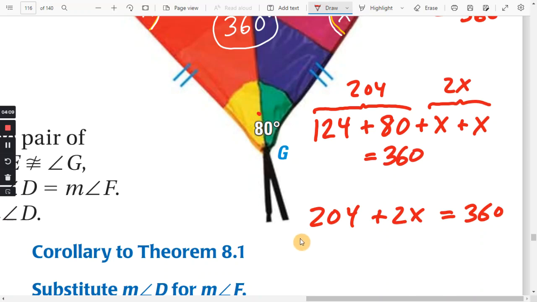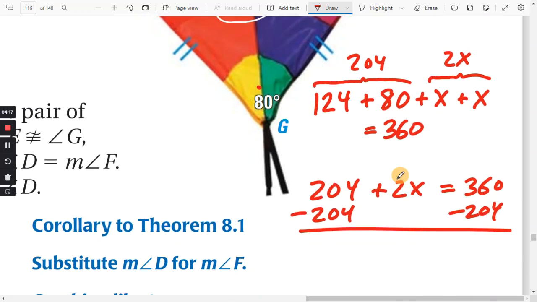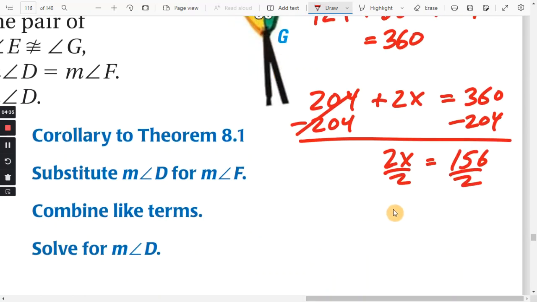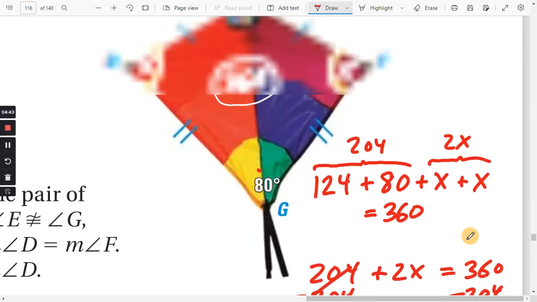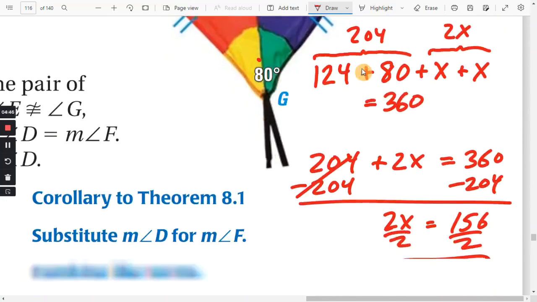All right, solving for X, the opposite of positive 204 is negative 204. And cancels here. Bring down the 2X. 360 minus 204 is going to give us 156. And dividing both sides by 2, X is going to equal 78 degrees. All right, so that is the measure of angle D and the measure of angle F.